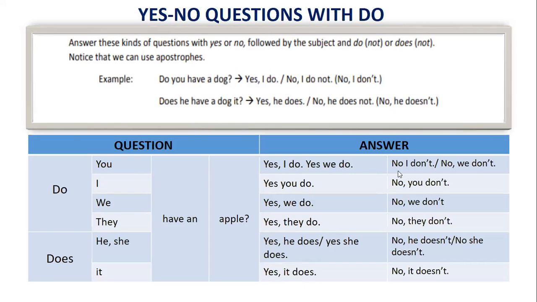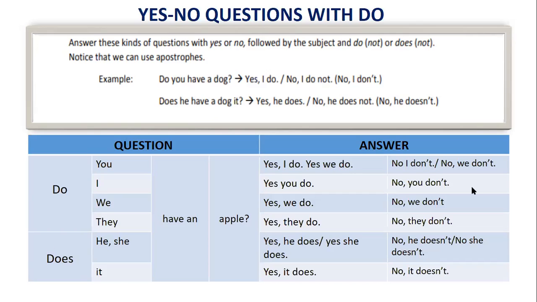Respuestas negativas. No, I don't. No, we don't. No, you don't. Y eso es equivalente a decir no, ¿verdad? Dependiendo de quien nos pregunte. Por ejemplo, do you have an apple? No, we don't. Do they have an apple? No, they don't. O puedo decir yes, they do. ¿Verdad? Does he have an apple? Yes, he does. O no, he doesn't. ¿Verdad? Does it have an apple? Yes, it does. No, it doesn't.